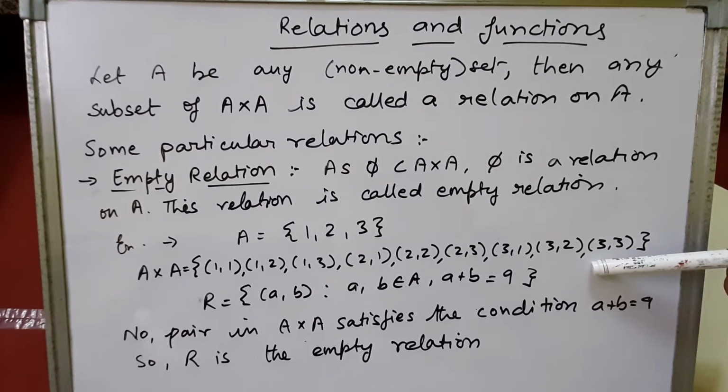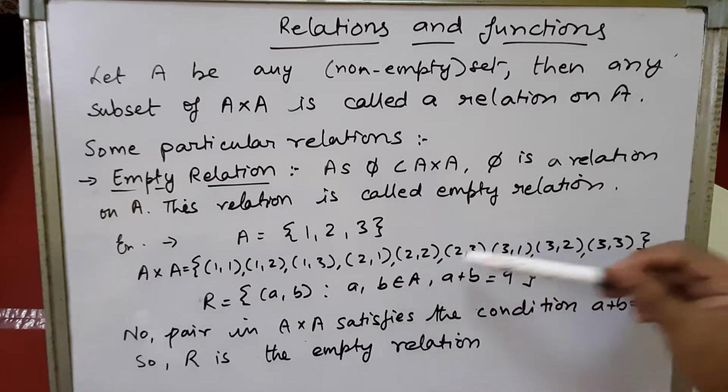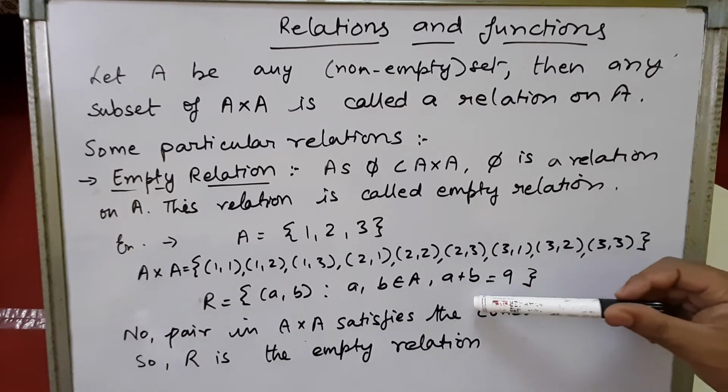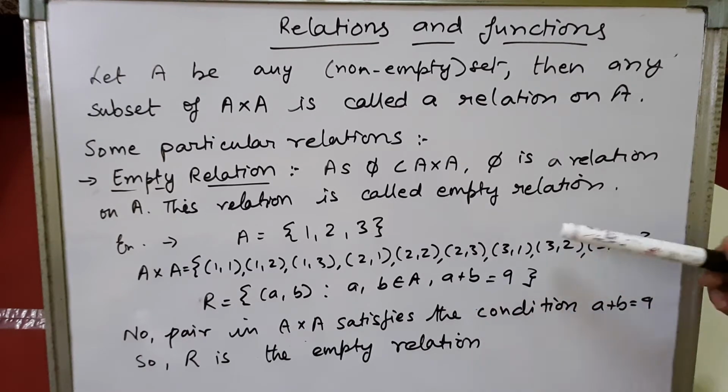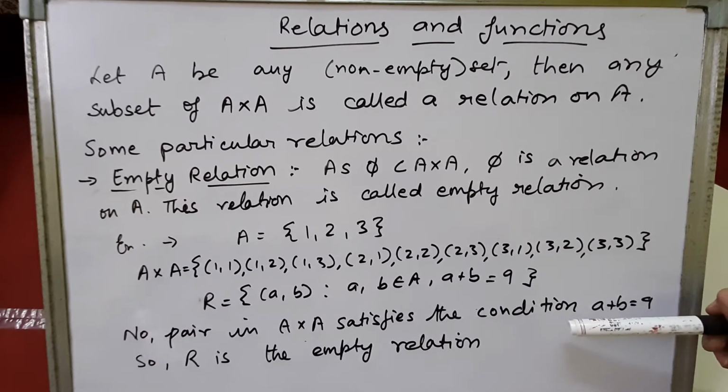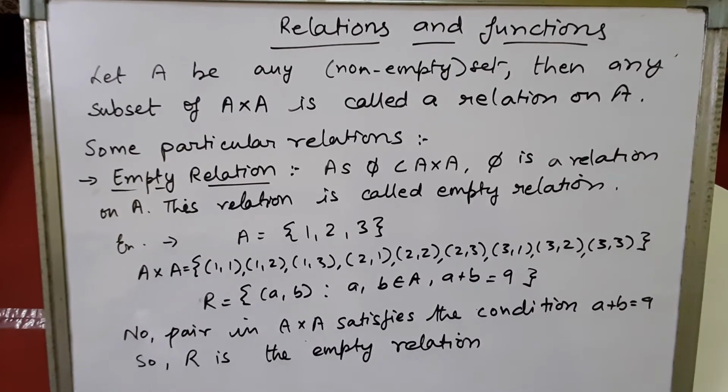R equals {(a, b) such that a, b belongs to A and a plus b equals 9}. We cannot find any ordered pair, any values of a and b, whose sum is 9. So there is no pair which satisfies the given condition. So we say that no pair in A cross A satisfies the condition a plus b equals 9, so R is the empty relation. This is how we define empty relation. Okay, note down please.